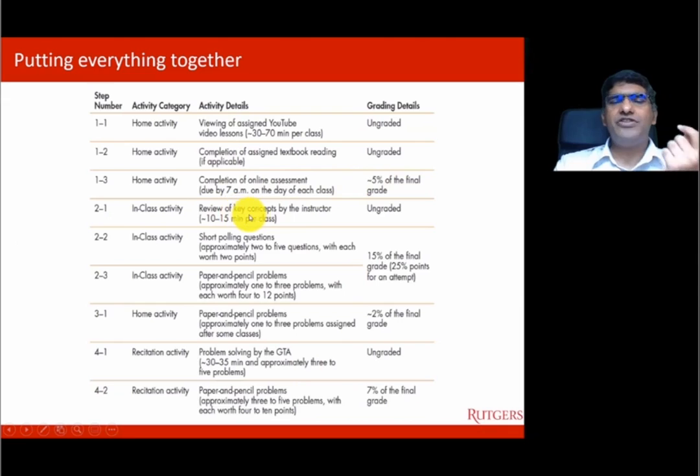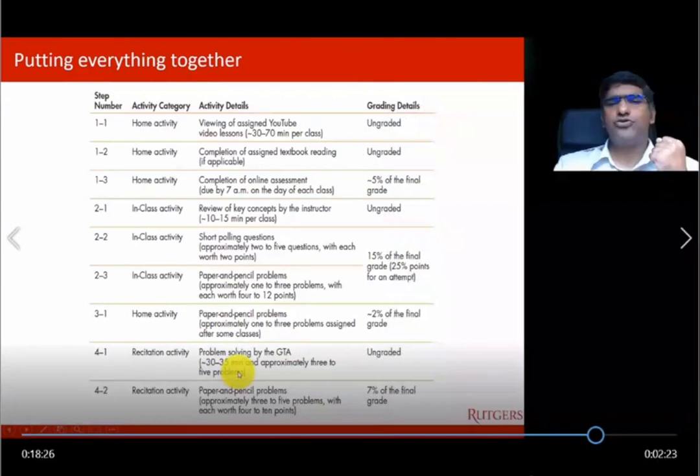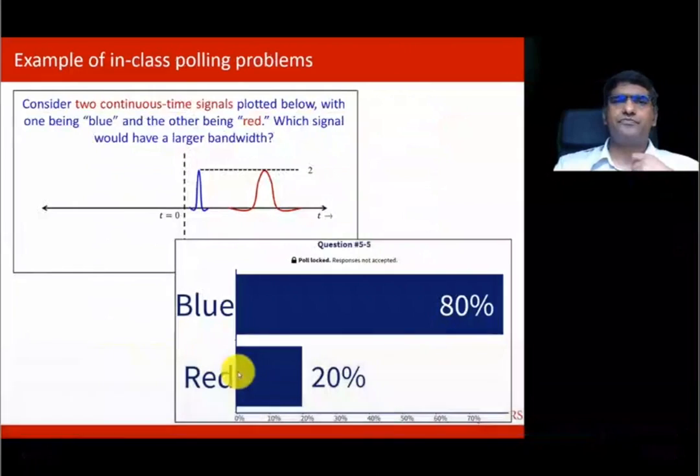Then in class, we start with a discussion of 10 to 15 minutes, go over the concepts, do some problems, and then after that, we do additional problems. Some of them are short polling questions and some are paper and pencil problems. Some of those problems carry over to further homework. Then we have a similar thing, which is called recitation in the US, or discussions, that happens in a different classroom at a different time.